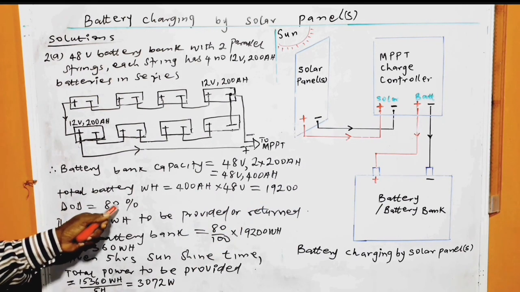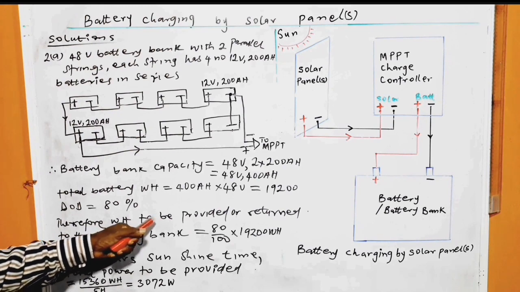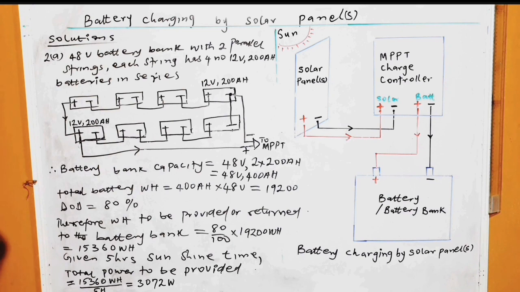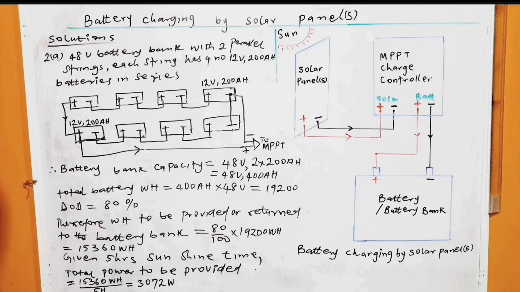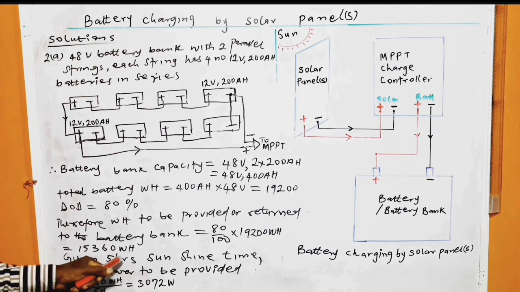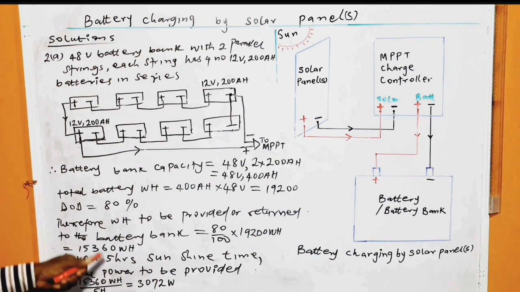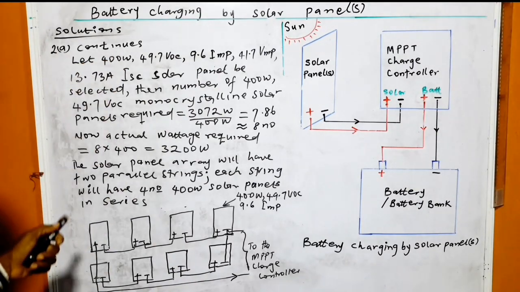So total battery watt hour is equal to this. So DOD, that is depth of discharge, is 80%. The battery bank has been discharged by 80%, remaining 20%. Therefore, the watt hour to be provided, that is to be returned to the battery bank to charge it fully, is equal to 80% of this, and that one will be 15,360 watt hour. Then given 5 hours sunshine, we can calculate the actual wattage by dividing the watt hour by the sunshine time, and that is 3072 watt. 2A continues. That is the solution.